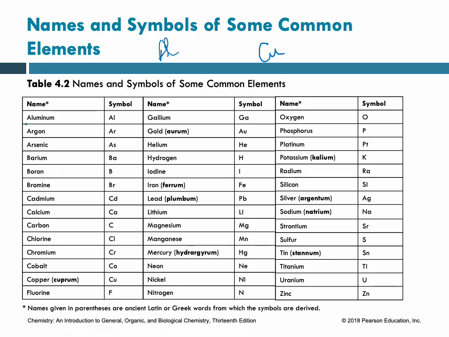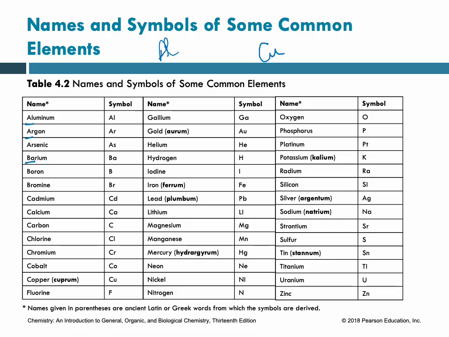For example, aluminum Al, argon Ar, barium Ba. Usually the symbol comes from the first two letters of the name, but that's not true every single time. For example, arsenic is not Ar, it is As. Calcium is Ca. Cadmium is not Ca. Why? Because Ca is taken by calcium. So cadmium is Cd. So there are some names where the letters of the symbol do not match the name. Then there are some which are completely different from their name.